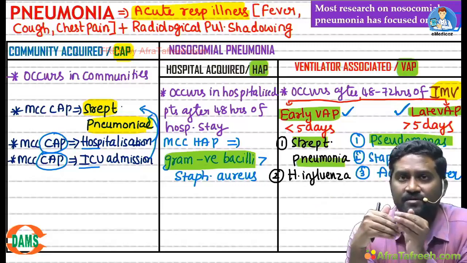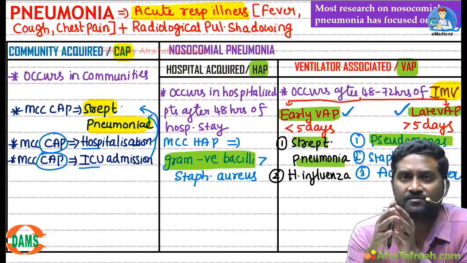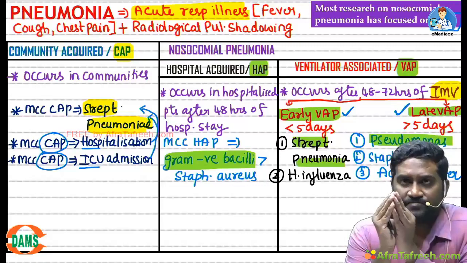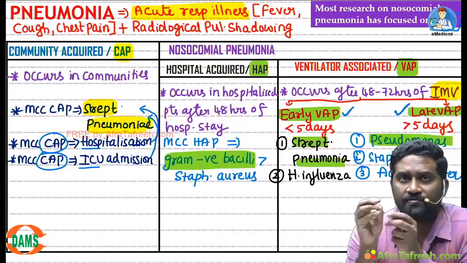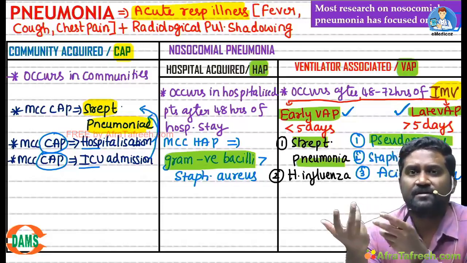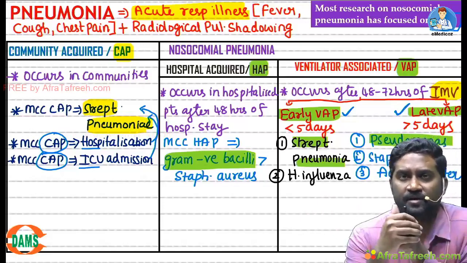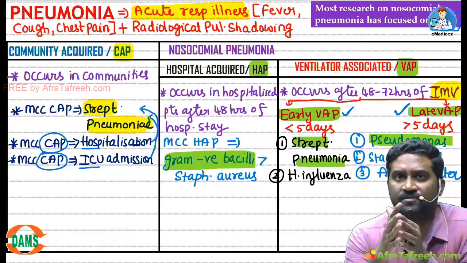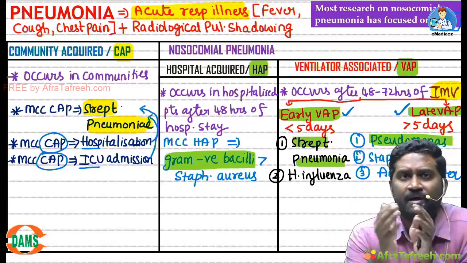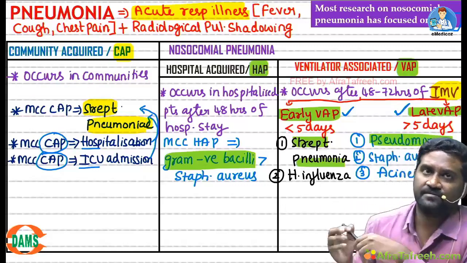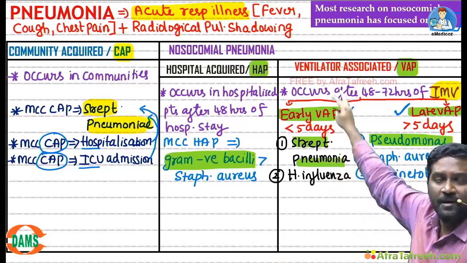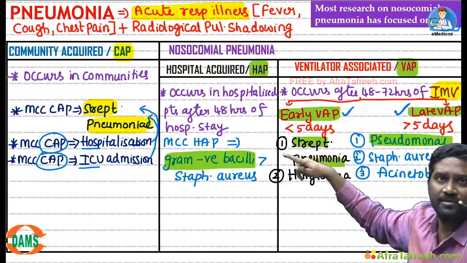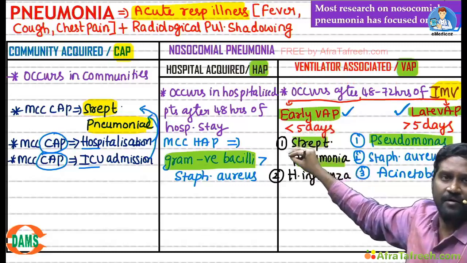So whatever is known regarding the organisms of ventilator associated pneumonia, the same will be applied for nosocomial pneumonia if they just ask common cause of nosocomial pneumonia. See, right now they will not ask such non-specific questions, they will be specific: early VAP, late VAP, HAP, CAP. So this is the first type of classification based on where the pneumonia is happening. Is it in the community? Is it in the hospital?